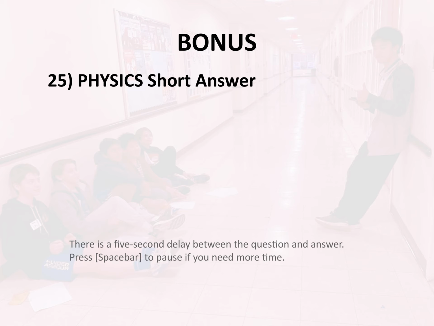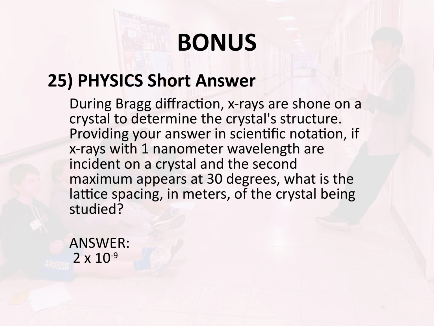Bonus: 25. Physics. Short answer. During Bragg diffraction, X-rays are shone on a crystal to determine the crystal's structure. Providing your answer in scientific notation, if X-rays with 1 nanometer wavelength are incident on a crystal and the second maximum appears at 30 degrees, what is the lattice spacing, in meters, of the crystal being studied? Answer: 2 times 10 to the power of -9.